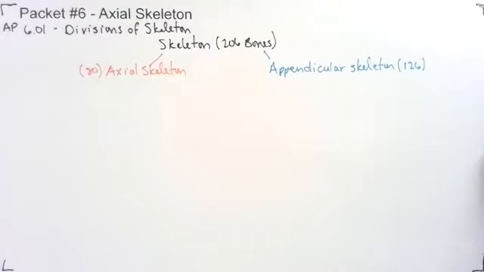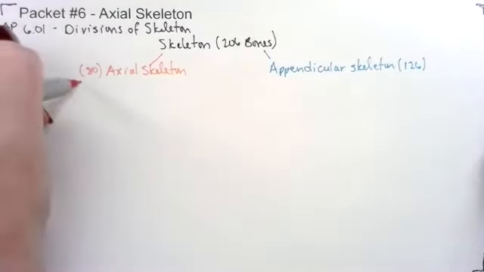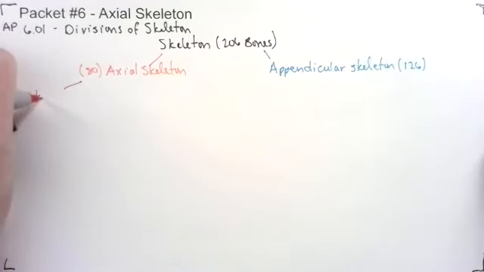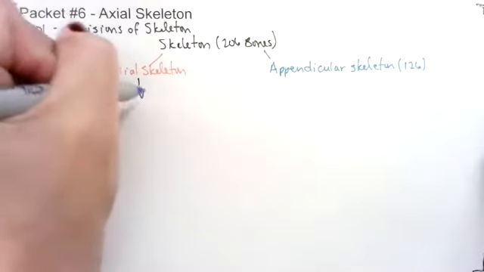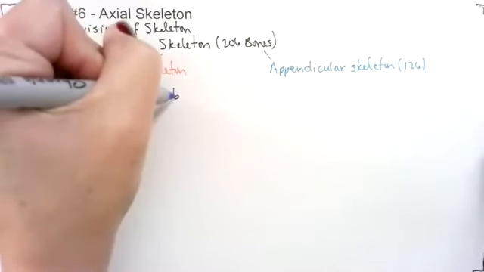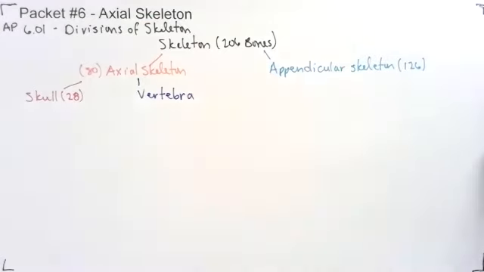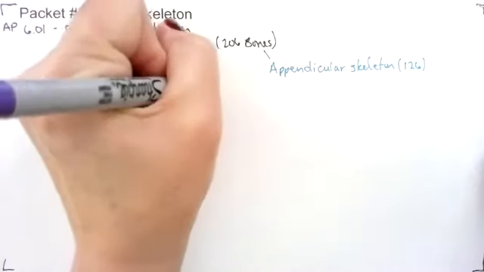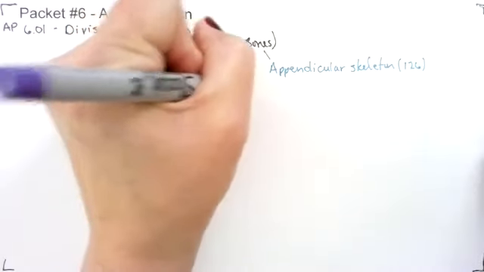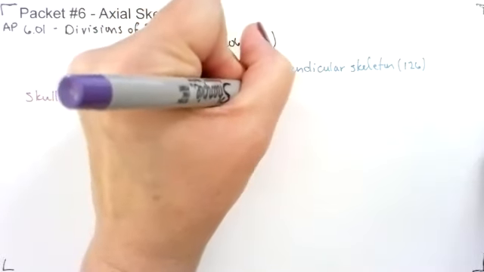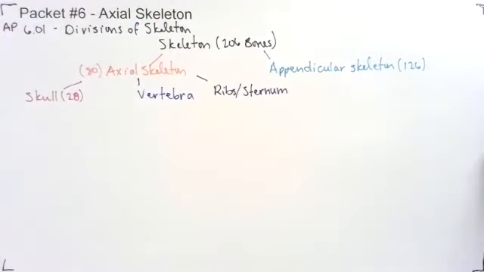So we then divide the axial down into, I'm going to do some color coding here. So we have the skull with 28 bones. We have the vertebra. We'll talk about the individual numbers later; I don't remember the number off the top of my head. And then we have the ribs and the sternum.